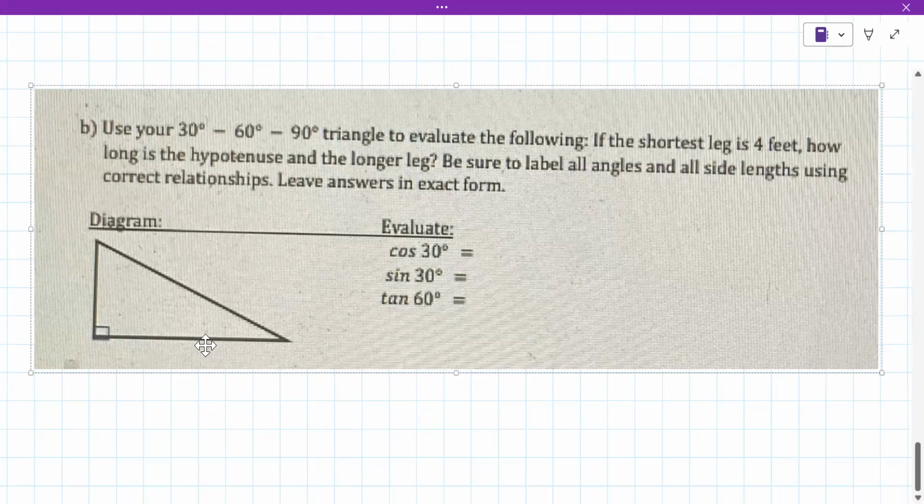I'm not sure if I have that exact problem printed. Okay, so 30 degrees is... Oh, actually, never mind. I do.